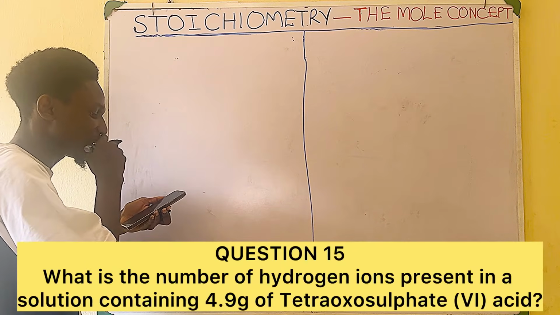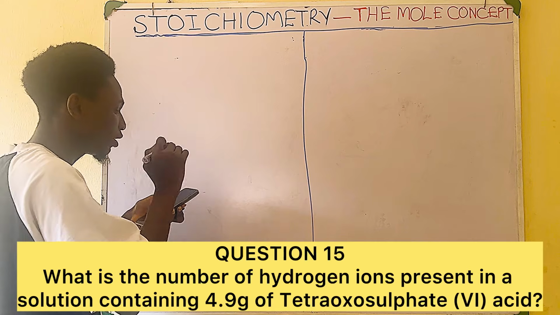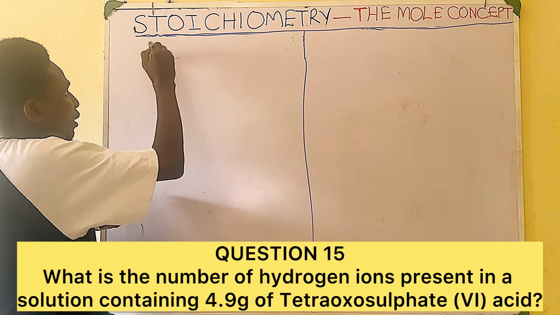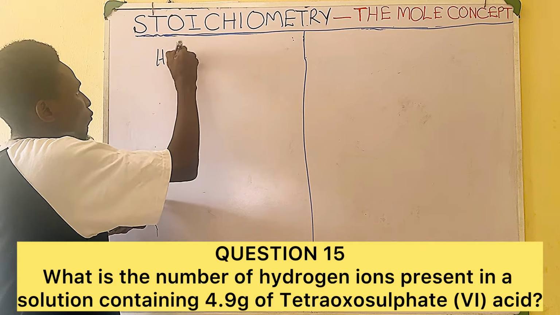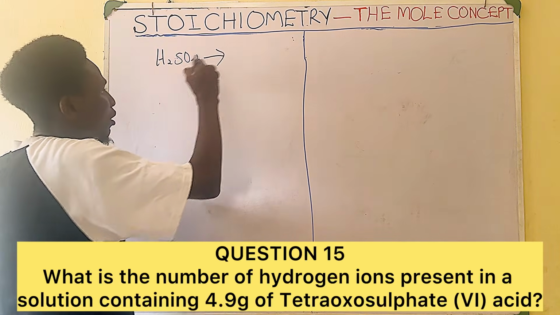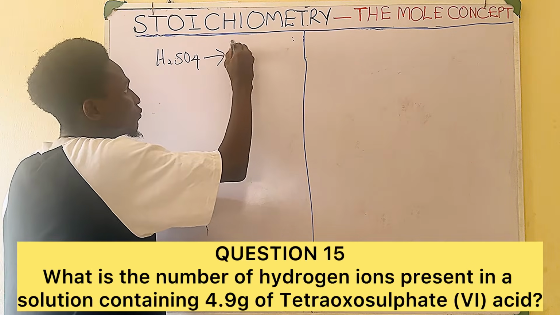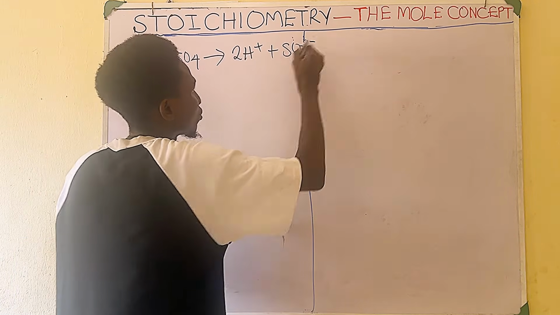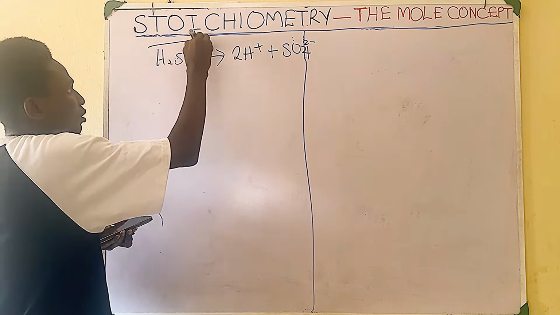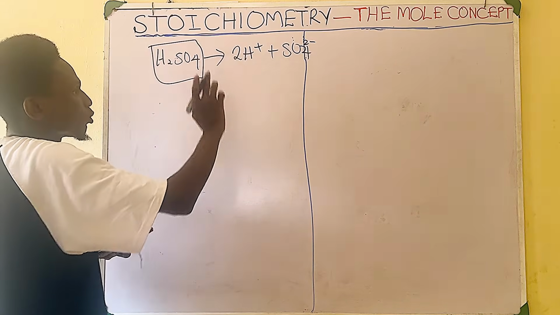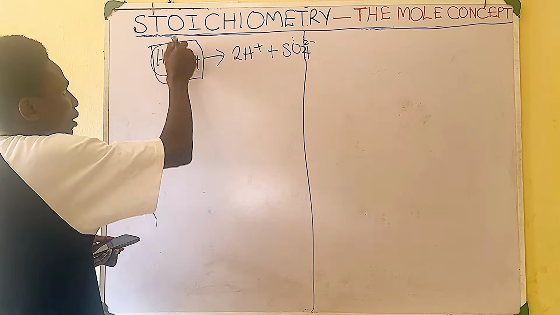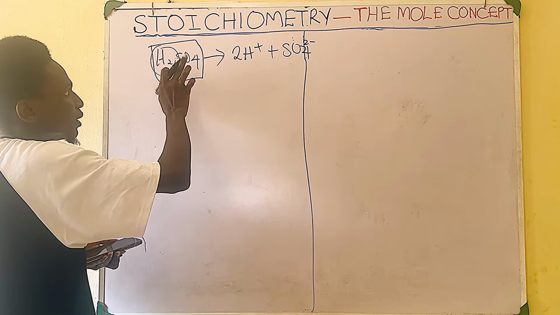Now, what's the number of hydrogen ions present in a solution containing 4.9 grams of tetraoxosulfate 6 acid? Tetraoxosulfate 6 acid is H2SO4, and if you decompose it, it's going to give you 2H+ and SO4 2-. Because on ionization, it gives you 2H+ and SO4 2-. You have two atoms of hydrogen here, and SO4.